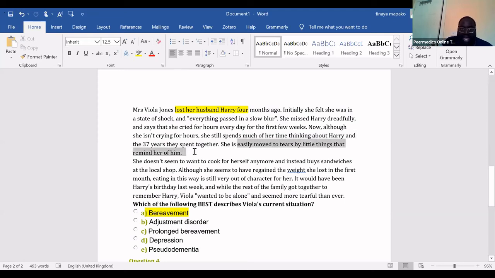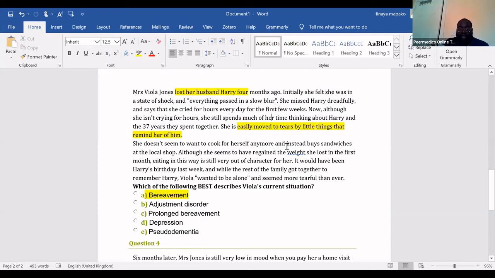This is like reactive emotions. She's moved to tears by her memory of her husband as well. And though she's not cooking for herself, she's still doing things to look after herself. She's buying sandwiches at the local shop. And she seems to have put weight back on after a reduction in eating in the first couple of months. So this seems like the normal experience of grief as well.